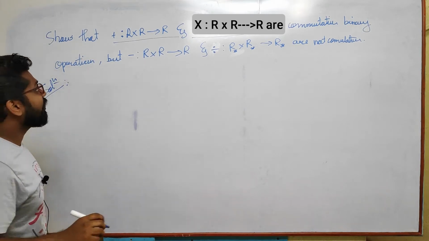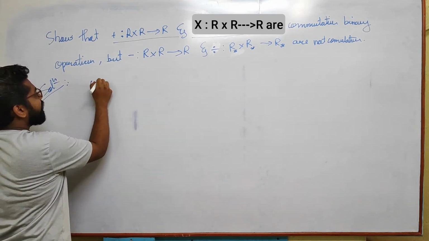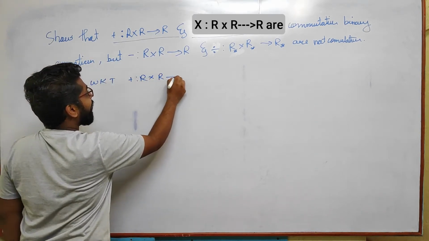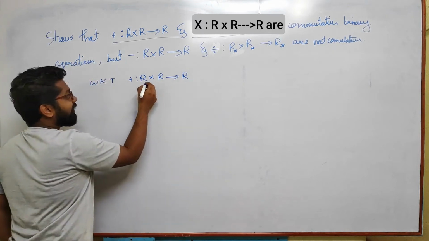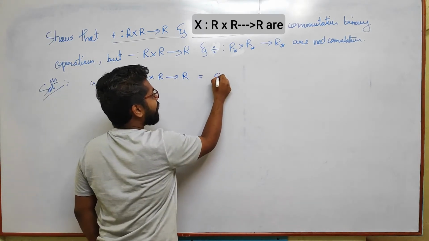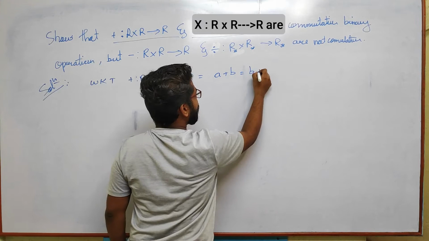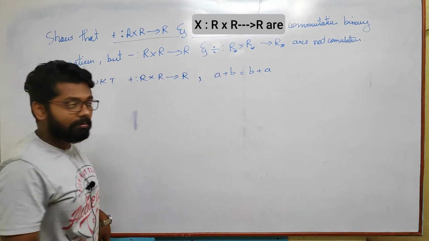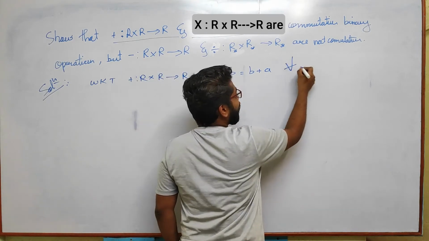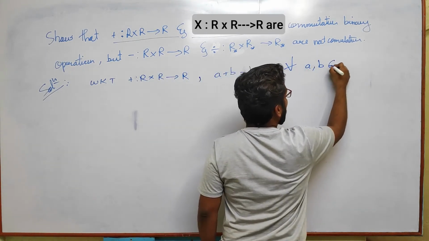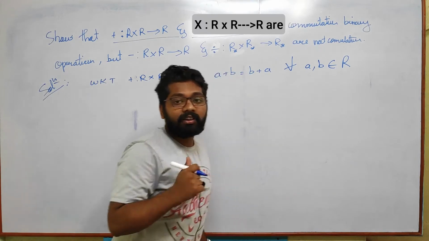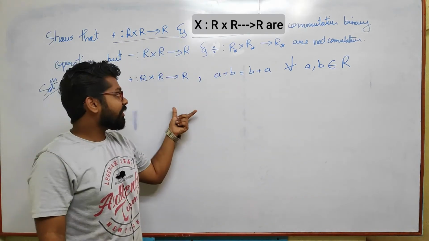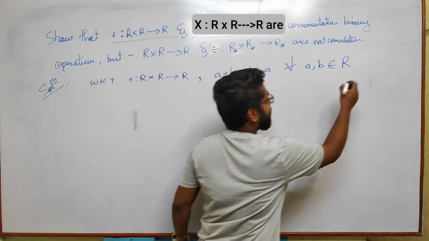See over here. Now we know that plus is a mapping from R cross R to R. So it is a binary operation, where A plus B is equal to B plus A. Correct? A plus B is equal to B plus A for all A comma B belonging to R. Why belonging to R? Look here, it is R cross R to R. So therefore we write this much. This much is known.